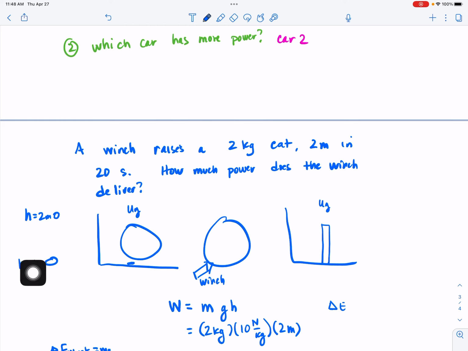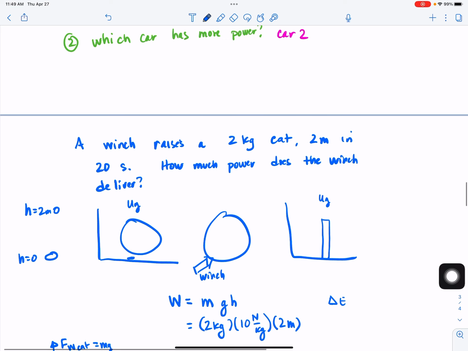So if we think about our example, each 0 is where the cat starts, and then 2 meters vertical is where the cat ends up. So initially, I'm not moving because I haven't started moving yet. I have no gravitational energy and there's no spring, and so I have 0 energy. At the end, I only have gravitational because, again, we assume the cat's not moving.